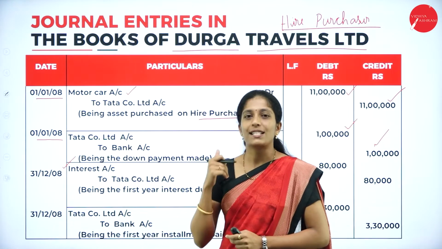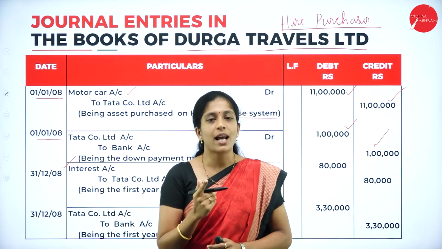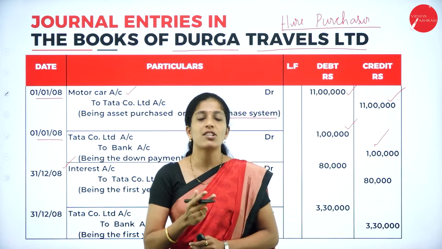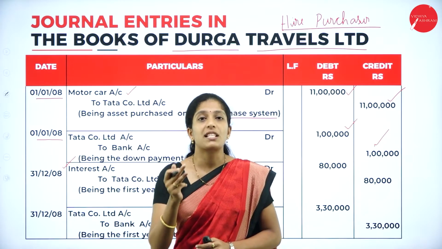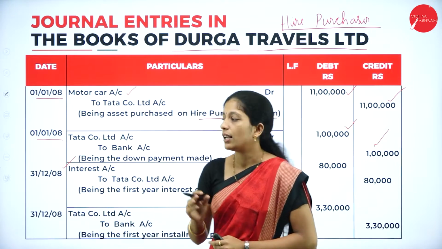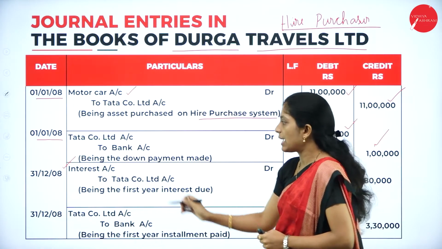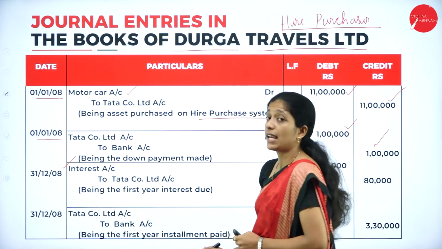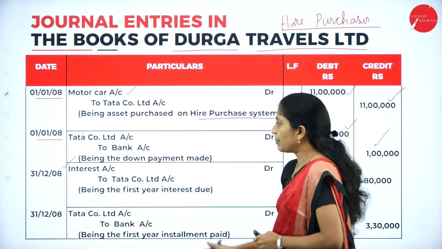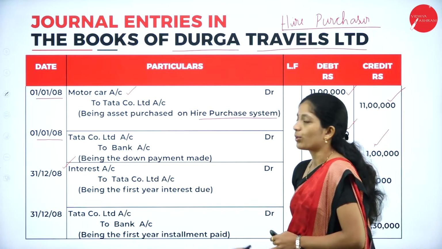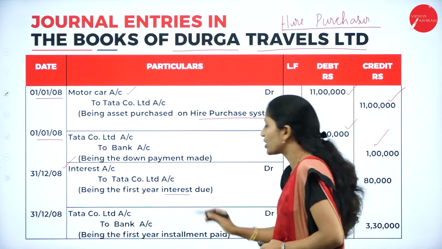31/12/2008. So what is the entry? First you have to record interest due, next installment paid, depreciation charged, then transfer interest and depreciation to profit and loss account. Now your entry is for interest due. So what is the entry? Interest account debit to hire seller account. Now who is the hire seller here? Tata Company Limited. So interest account debit to Tata Company Limited account, being the first year interest due.